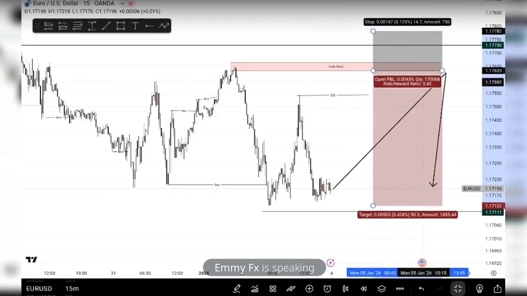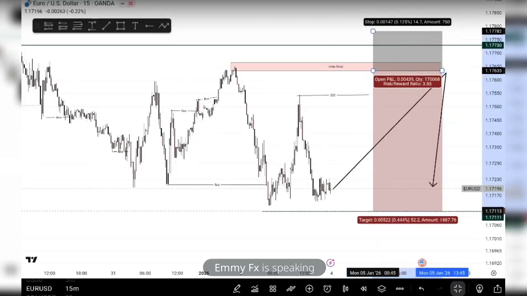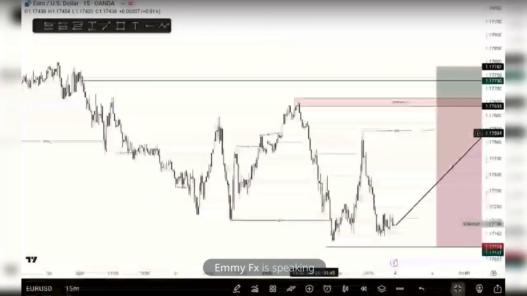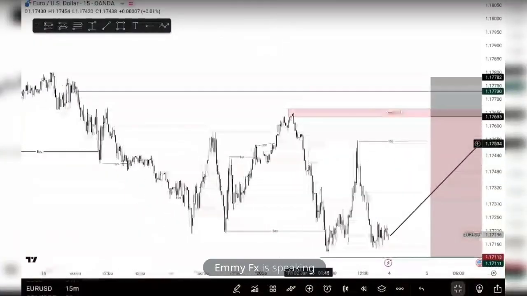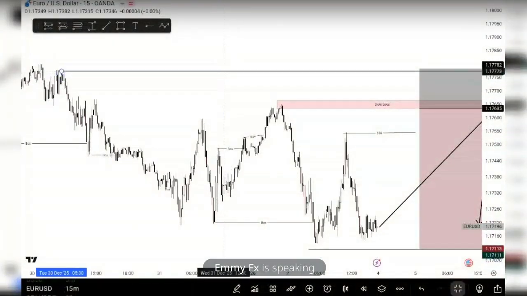This is going to be the pair I'm going to analyze with my own take on Euro USD. So I need someone to give me the last pair before I'll call it a day. I need someone to give me a last pair, please.